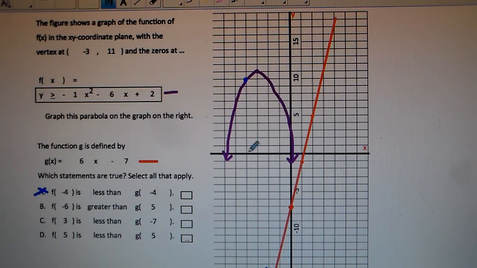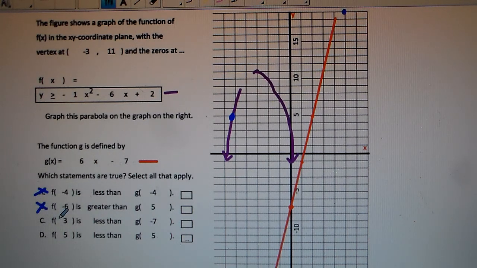F of negative 6, that's around here on that blue dot. Compare it to g at 5. Well, g at 5, 1, 2, 3, 4, 5. That's all the way up here. Is f of negative 6 greater than that dot? No, it's not. It's smaller. So B is also a false statement.